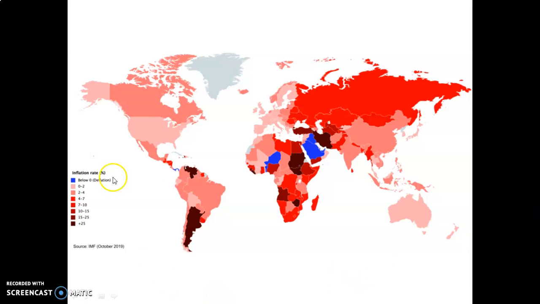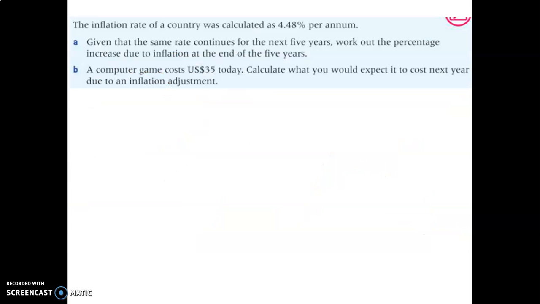Here's a map of the world showing countries and inflation rates. The deeper the red or darker the red, for example, Argentina or Venezuela or Turkey, those colors represent a very high inflation rate in 2019. Very high. Imagine 25% or 20%. Imagine prices all of a sudden from one month to the next, you were paying 20% more than before. That's a big thing. All right, let's do a quick problem.